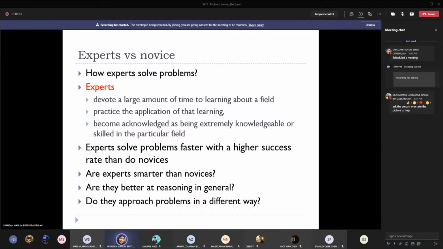We know that to make an expert, someone actually devotes a large amount of time learning a specific field. They are normally called an expert because they know a lot about that field. Let's say, like gamers, right? I think there's esports. You guys probably play games, and may know a few names of people who are considered experts in playing games. That's because they spend a lot of time in the field, okay? And of course they practice a lot, and they learn a lot during that process. And they become acknowledged as being extremely knowledgeable because they know their particular field very, very well.